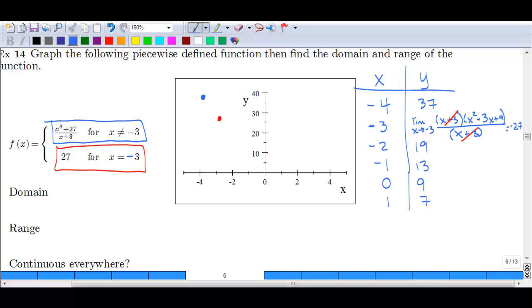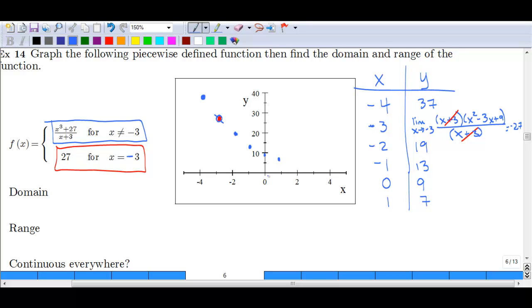At -3, we have an open dot at 27, so it's going to go around this red dot. And again, that's because it's the limit. It's an open dot. It doesn't actually equal anything there because we have this inequality, but it is going to approach that infinitely close on both sides. At -2, 19, so almost 20. At -1, 13. At 0, 9, just under 10. And then at 1, 7.